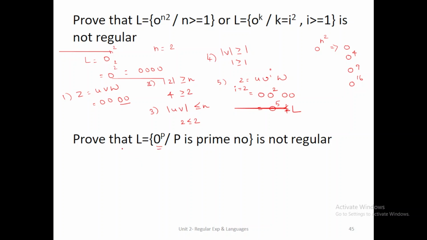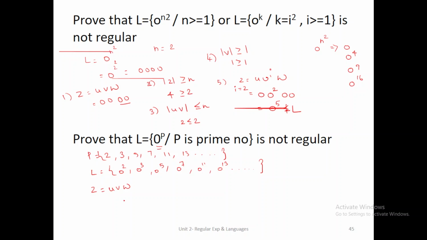Here you take P as a prime value. So instead of n there may be the possibility of giving other variables. Here instead of n, P is given, but you should take prime numbers. P as a prime number, so you write the list of prime numbers: 2, 3, 5, 7, 11, 13 like that. So using that only you should frame the value. So either 0 squared, 0 cube, 0 power 5, 0 power 7, 0 power 11, 0 power 13 like that. This should be the correct strings available in the given language L. So like that only you should take Z value.